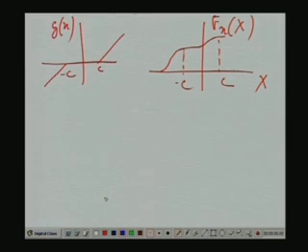In this case, if y is greater than or equal to 0, then I am to the right of c. So, the probability of x falling to the right of c, okay, what is that? In fact, it is not like that.